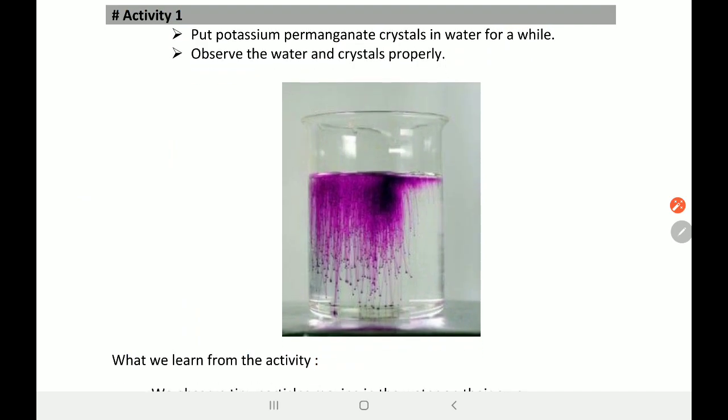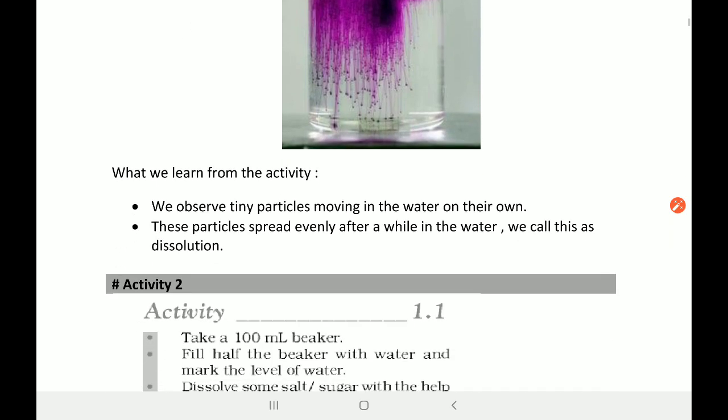Because of this motion itself, even without stirring, the potassium permanganate was seen all over in the water. So what we learn from the activity is that the tiny particles are moving in the water on their own. That is a very important part that one should understand. This proves that the particles have movement. They move on their own, continuously, and these particles spread evenly after a while in the water, and this is called dissolution. When something is dissolved in the water, it's called dissolution, right?